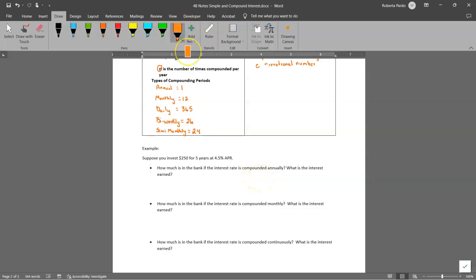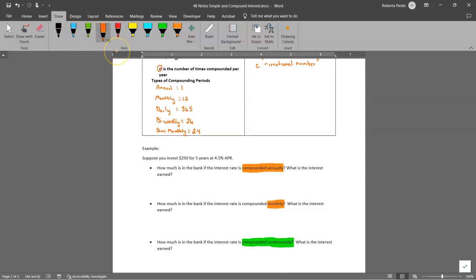Okay, so this is telling us now that we're using the compound interest formula, and we're using the compounding periods because it's telling us annually, monthly, and then here it changes to continuously, and continuously is a different formula. That's the other formula. So we're going to find out how much money we're going to have in the bank, and then how much interest was earned.